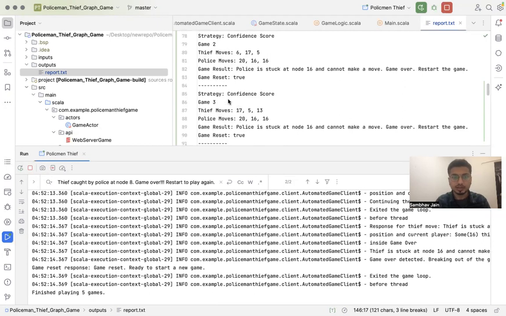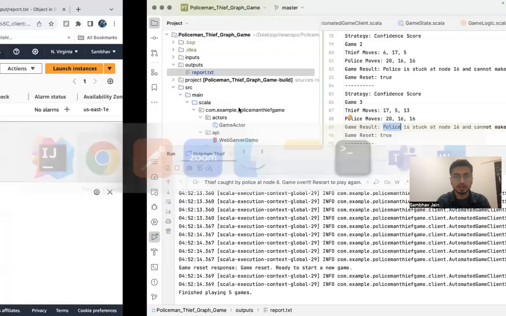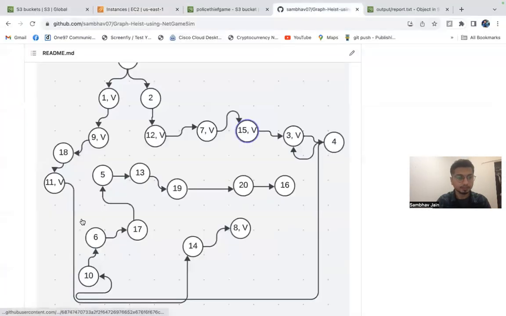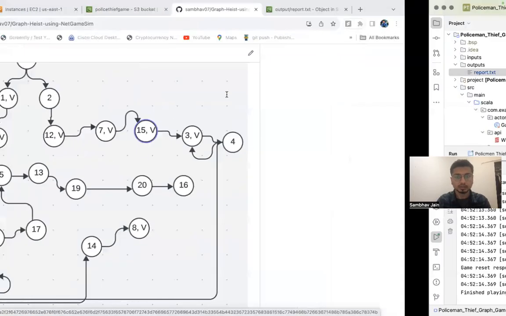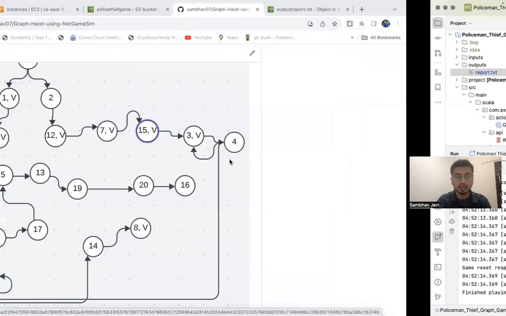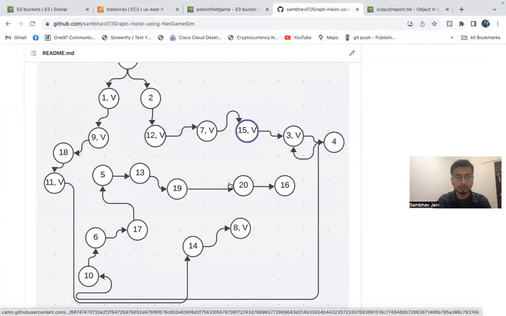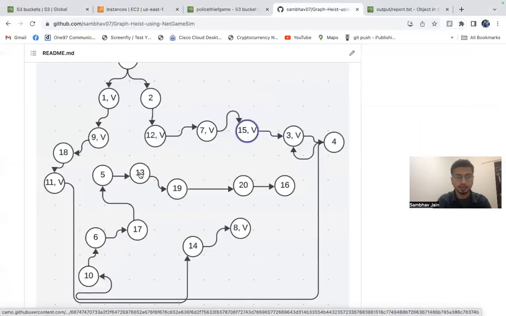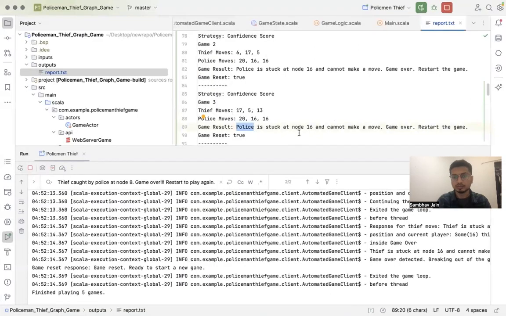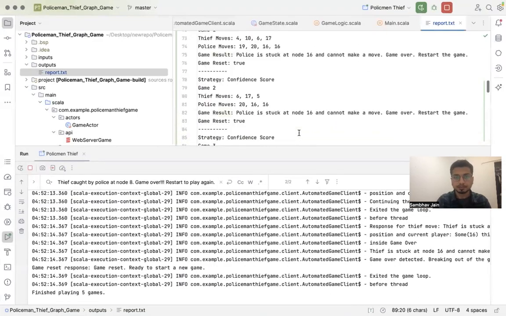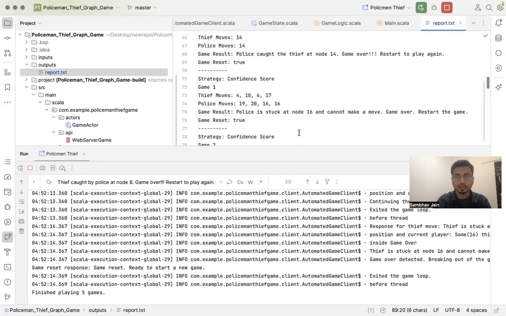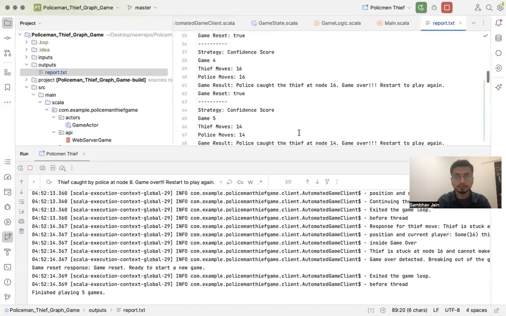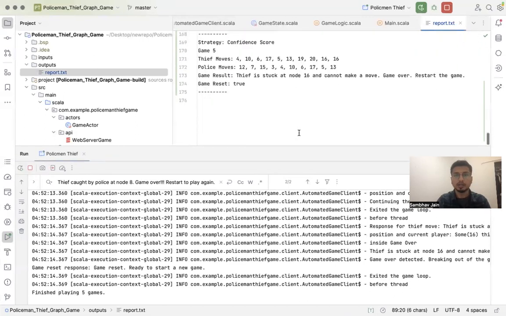We can discuss this case again here in this game. Actually, police is stuck here. So the game result is, thief started at node 17. Police was at node 20. Then thief moved to 5 and police moved to 16. Then thief moved to 13 here, and then police got stuck. So the game is over. So that's how the games are played here.